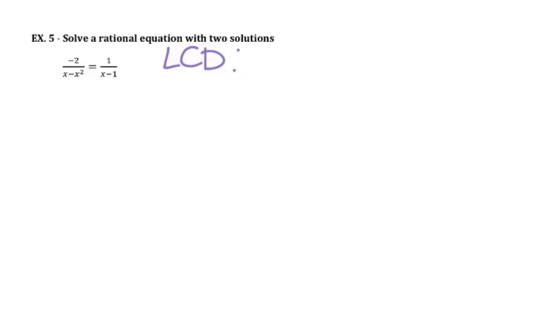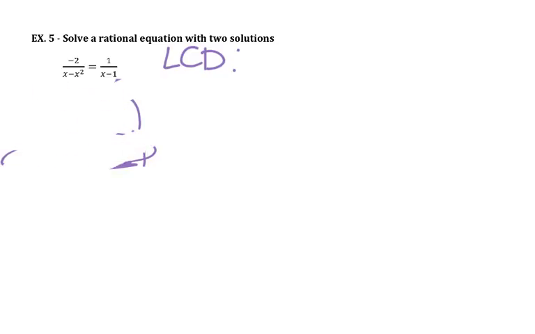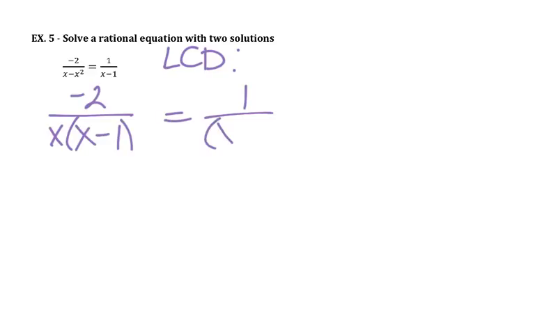In this case, the LCD is maybe hard to determine in the first step. We're going to need to factor and see what the denominator is on the left. So it's x times 1 minus x, or if I factor out a negative, this becomes negative 1 plus x, which is the same thing as x minus 1. And I like this version because x minus 1 shows up in our other denominator. So I'm going to rewrite this fraction with that LCD. So we have negative 2 over x minus 1 equals 1 over x minus 1.